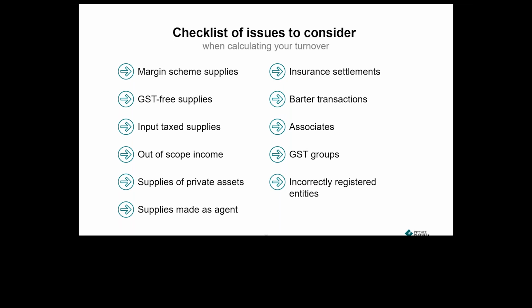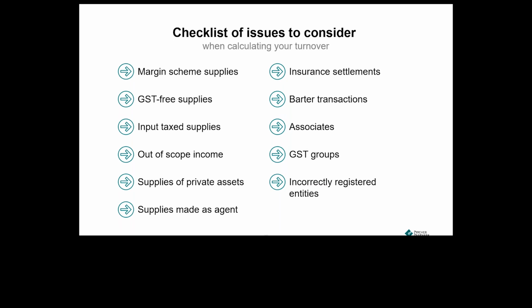Out of scope income refers to things like dividends and trust distributions, which do not constitute consideration for any supply that's been made. They're actually not part of GST turnover for these purposes. So if they're appearing in your BAS, they would need to be reversed out, as well as supplies of things like private assets, which are not part of any enterprise that you carried on.